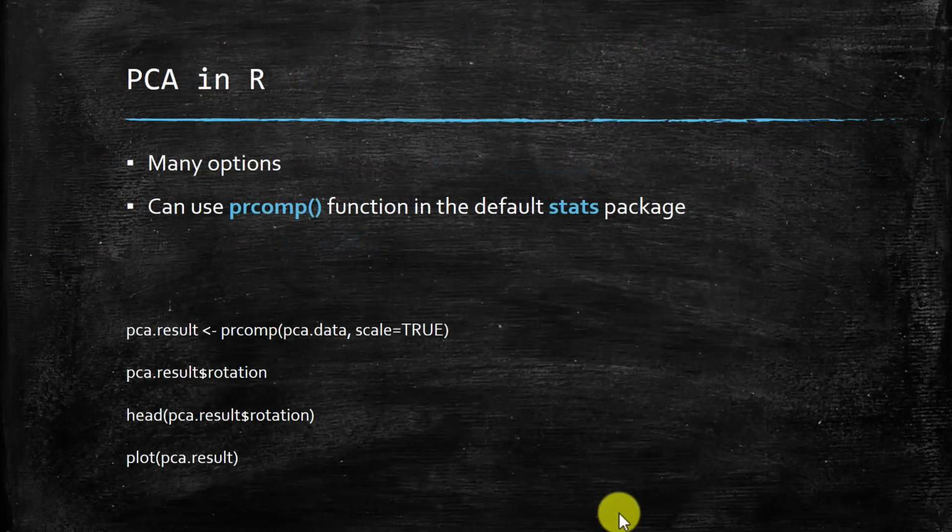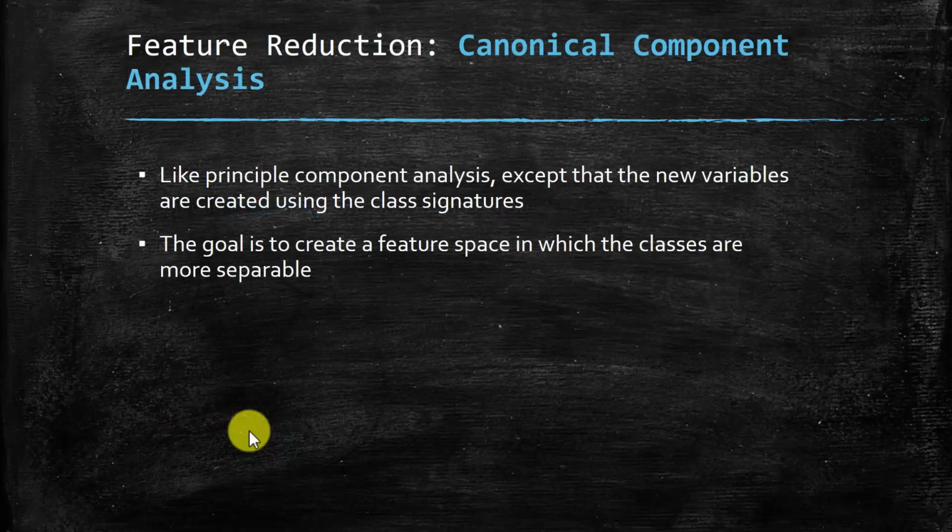If you want to do principal component analysis, that can be done in R. There are several different packages that implement this. I like the prcomp function in the default stats package in R. Basically what you do here is call the prcomp function, bring in the data, rescale the data, and then this will spit back the principal components. The rotation will give you back the eigenvalues, and the plot will give you the scree plot and whatnot. So anyway, that's one option for variable reduction.